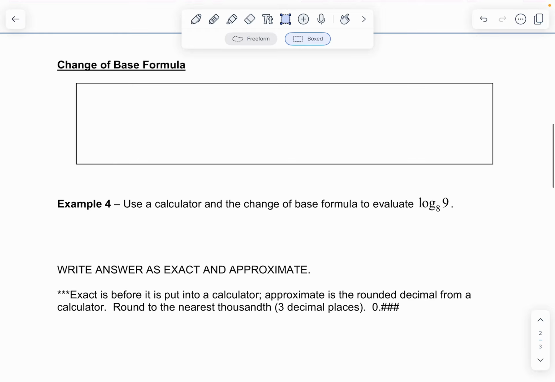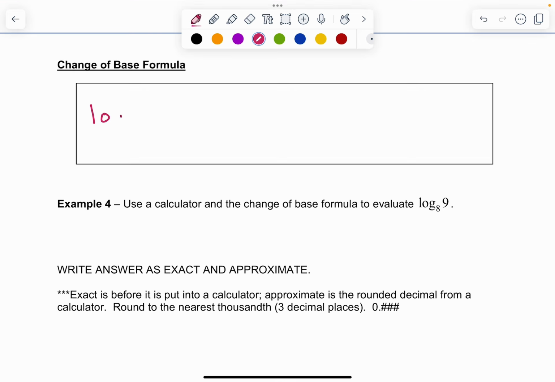Change of base formula. Change of base is a property of logarithms to give logarithms a common base, and it kind of opens up the operations you can do.